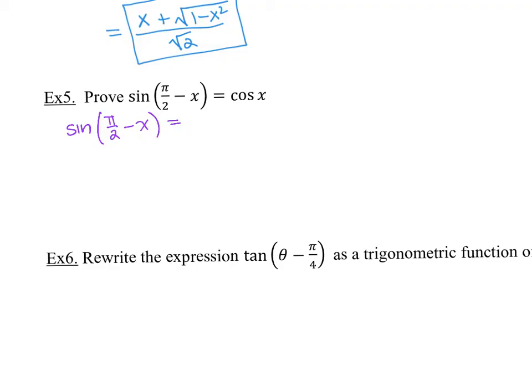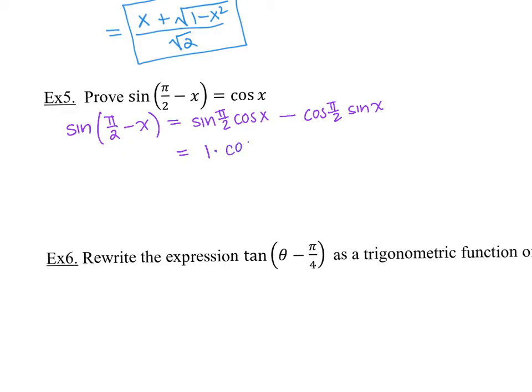Now the difference formula for sine is sine u cosine v minus cosine u sine v. Okay, so let me think. That's the sine of the first thing, cosine of the second thing, minus cosine of the first thing, sine of the second thing. It doesn't look good, but because I know some of these values, it's going to make it simplify. Now the sine of pi over 2 is 1.